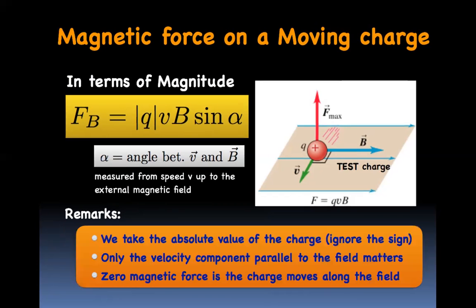Remarks. Again, we take the absolute value of the charge, that is, we ignore the sign. Only the velocity component parallel to the field will give us a zero magnetic force. Zero magnetic force if the charge moves along the field.